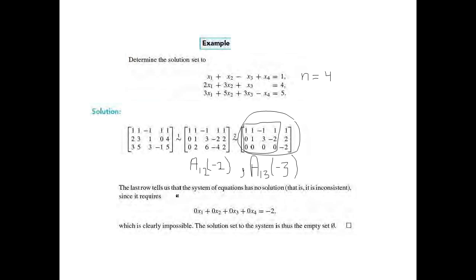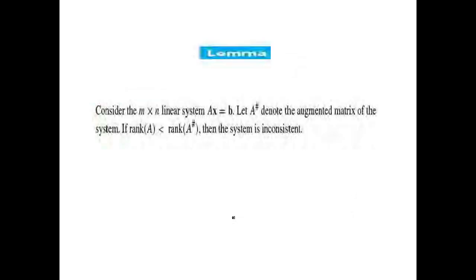So the last row tells us the system of equations has no solution, that is, it is inconsistent, since it requires 0x1 plus 0x2 plus 0x3 plus 0x4 equal to -2, which is clearly impossible, right? Then the solution set to the system is thus the empty set phi, and hence, since the rank of the coefficient matrix is less than the rank of the augmented matrix, the system has no solution, or the system is inconsistent. The lemma.